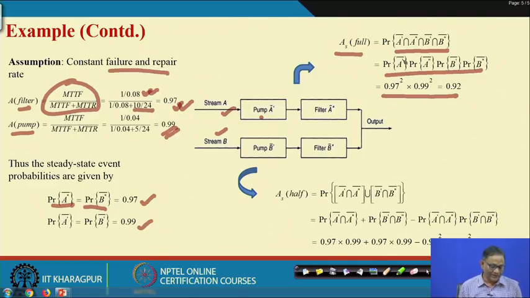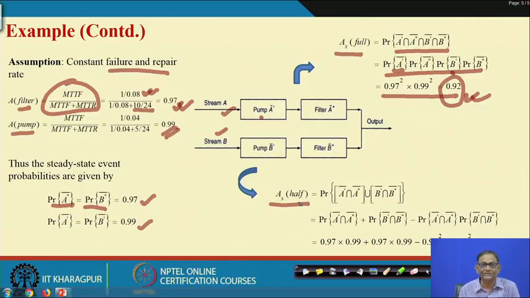Now what is the probability of A'? This is nothing but the availability of the pump, which is 0.99, and the availability of the filter is 0.97. So filter is this one, 0.97, A star pump 0.99 and B star, that is also pump 0.99. So that is this one, okay. So 0.99 squared and 0.97 squared, when you multiply the two you get 0.92. So what is the inference from this example? The inference is that the probability that the system will be available for full production is 0.92.